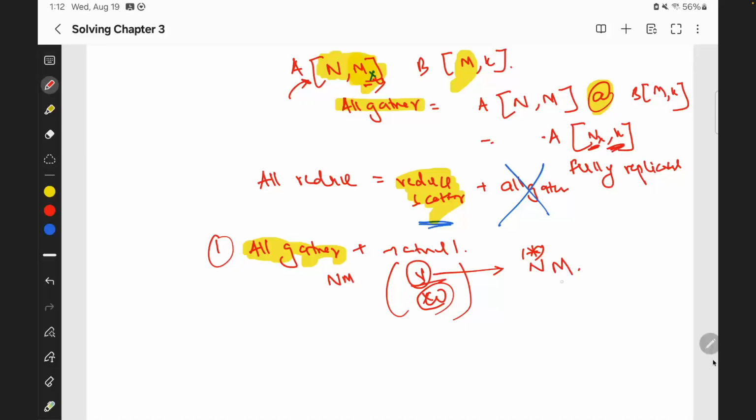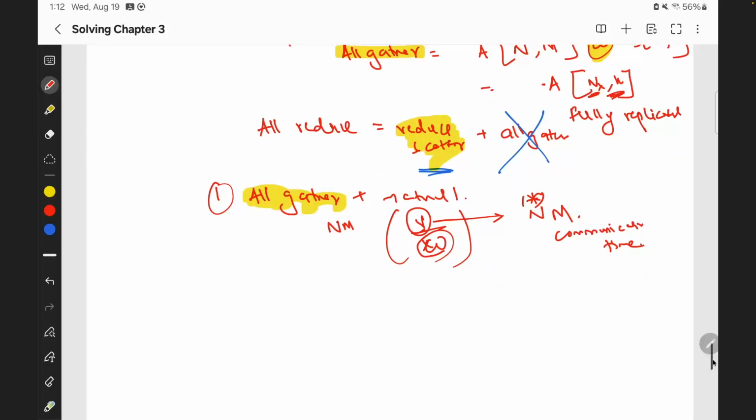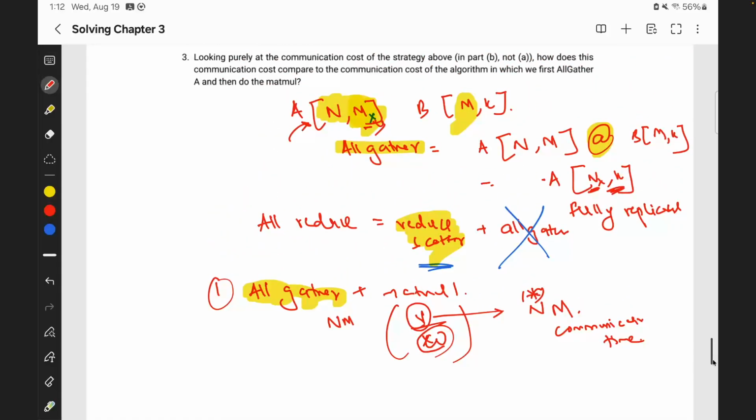So your all gather communication time scales by nm, and then you do the matmul. After you have done all gather, it is nm, and you matmul with mk. So you pay the full cost of this matrix.